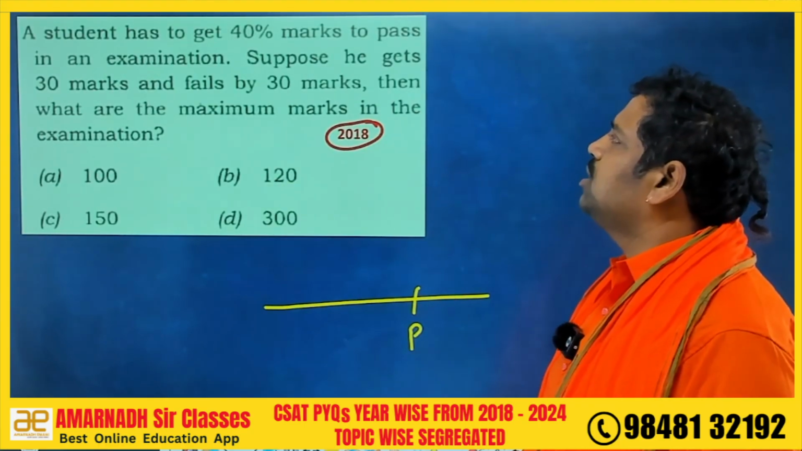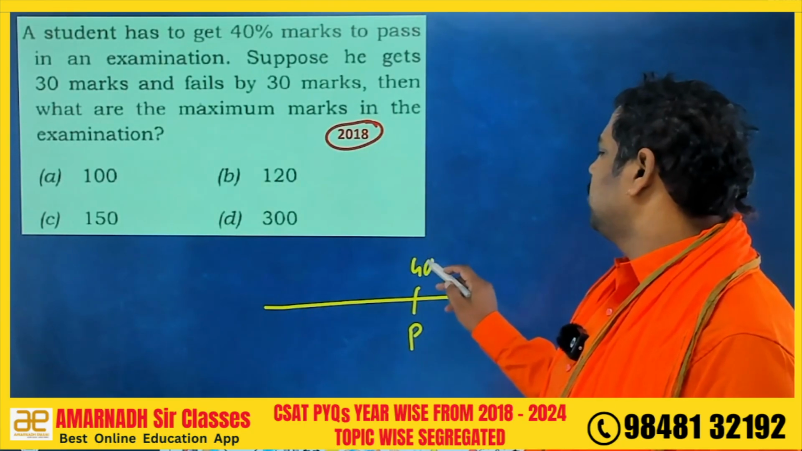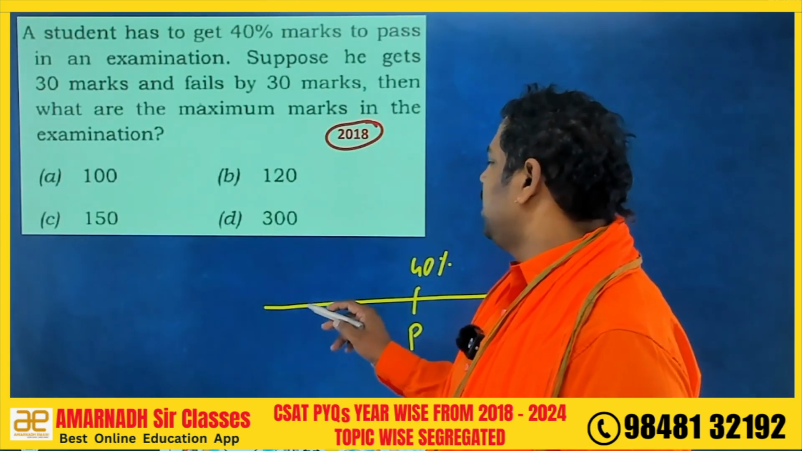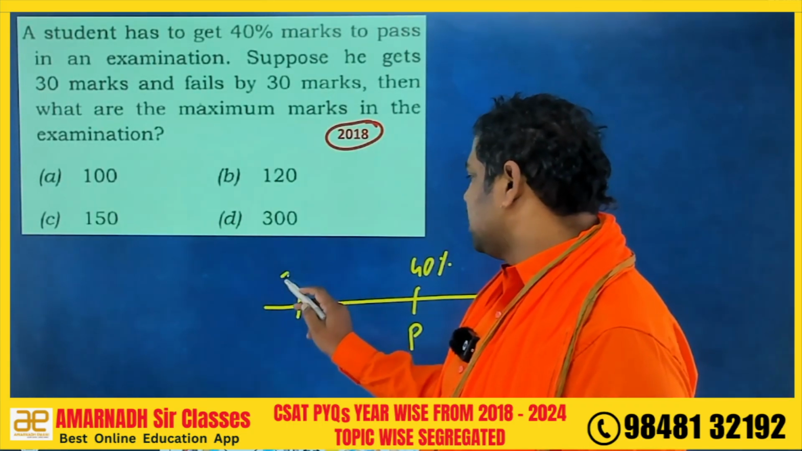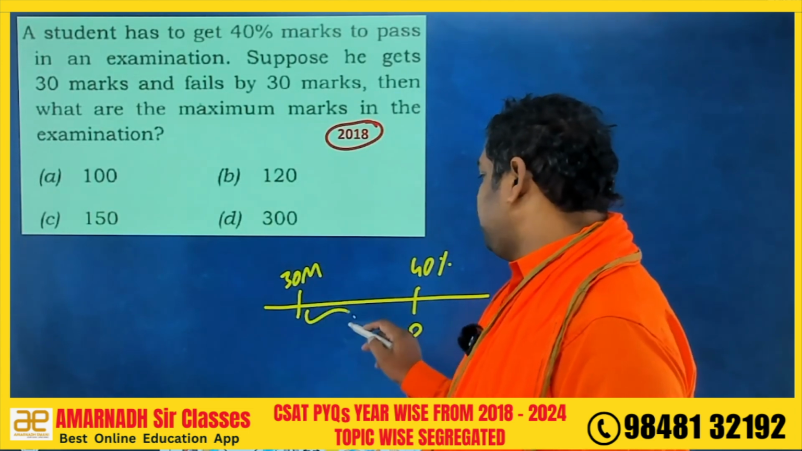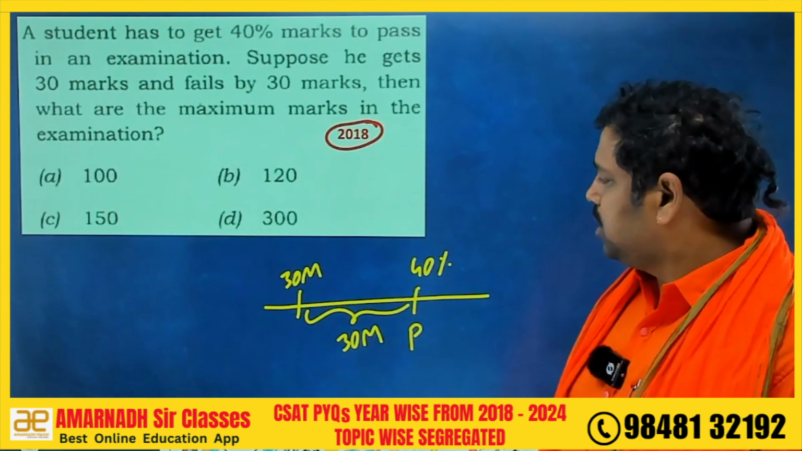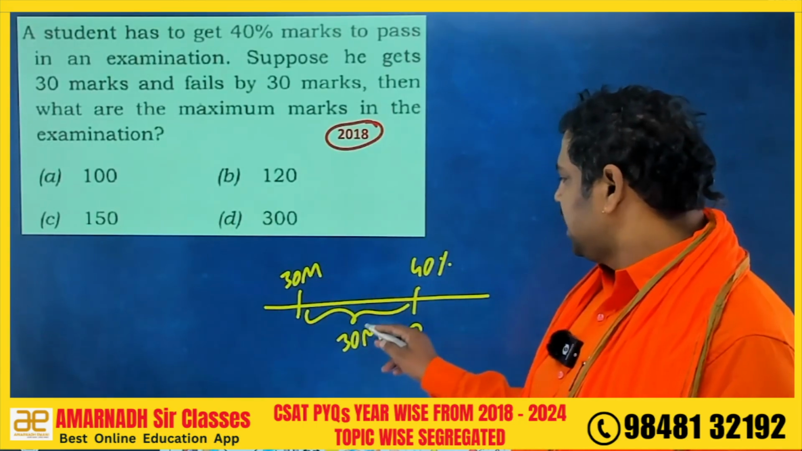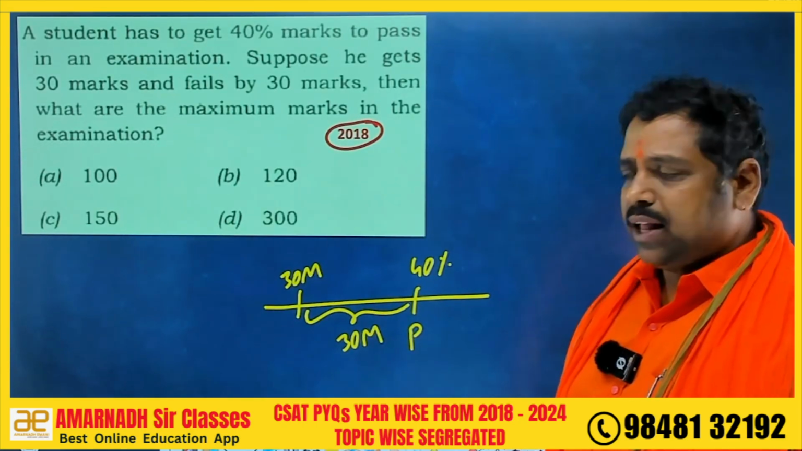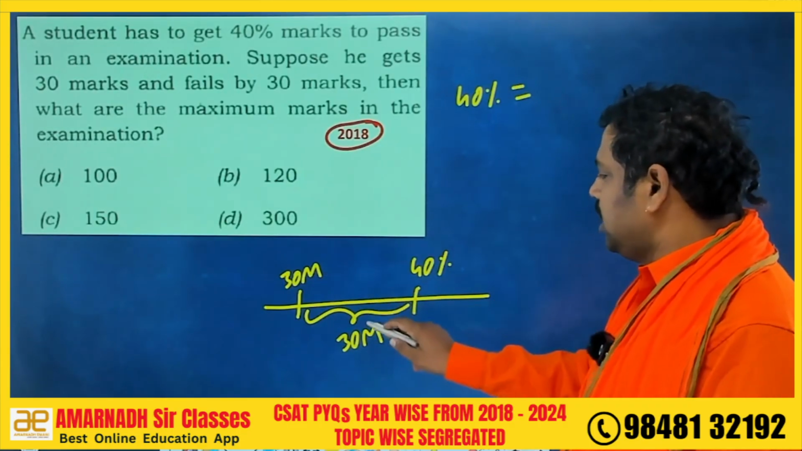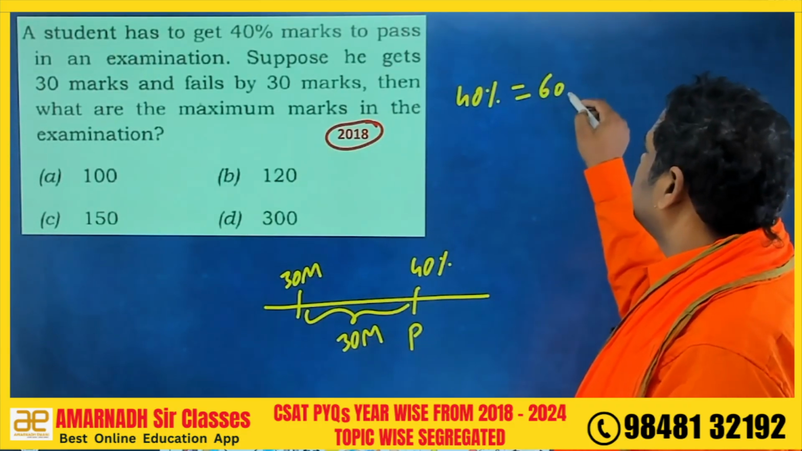How many marks does a person have to get? 40% of the marks to pass. A person got how many marks? 30 marks and failed by 30 marks. He got 30 marks. Remember, that is not percentage. And failed by 30 marks means this gap is also 30 marks. Now if you observe from the diagram, this one plus this gap is nothing but 40%, right? That means 40% is equal to the 30 marks he got and 30 more. Totally 60 marks.